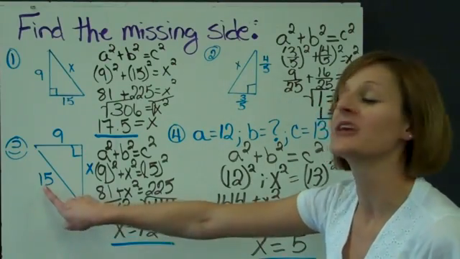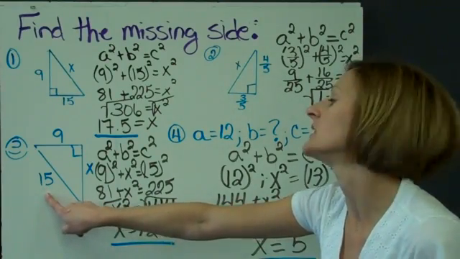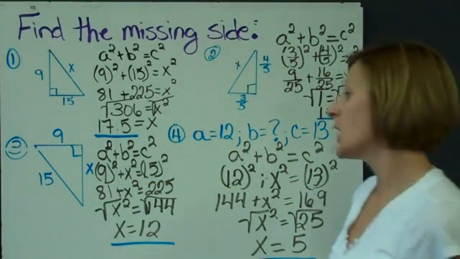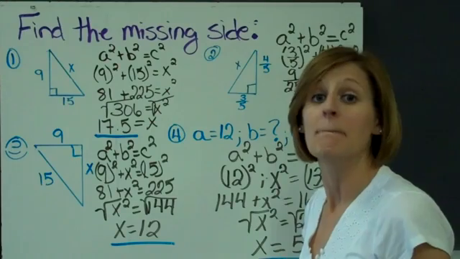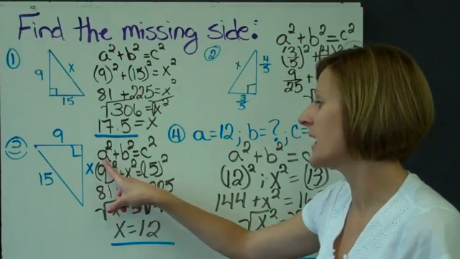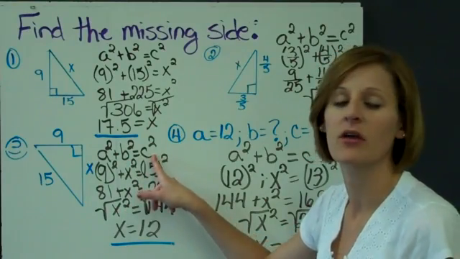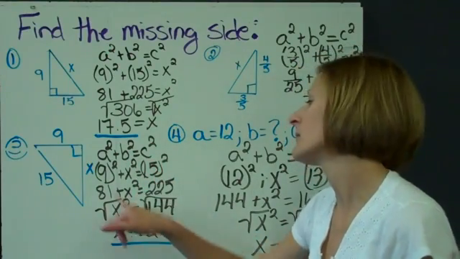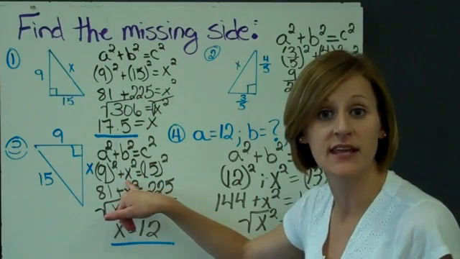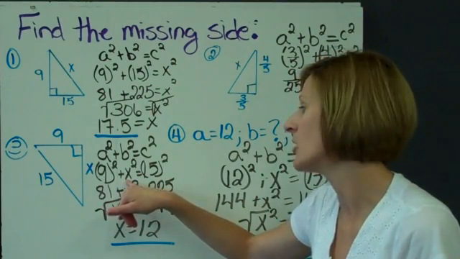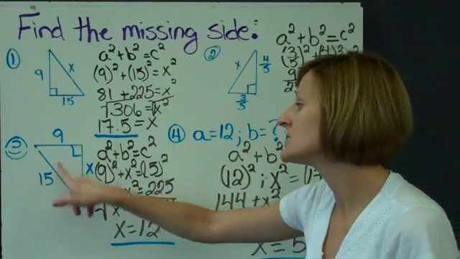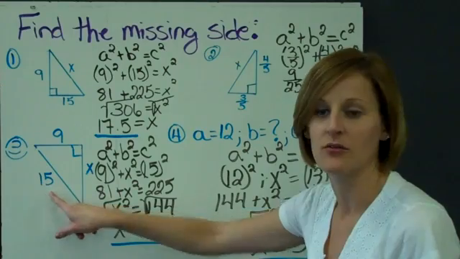Now, number 3, we are given our hypotenuse of 15 and one leg of 9. It needs us to solve for the other leg. The other leg can be either a or b, but it can't be c because that's our hypotenuse. So I use my formula, a squared plus b squared equals c squared. This time we know one leg. I'm going to put that in for a: 9 squared, plus x, because that's our second side that we need to solve for, equals 15 squared. This 15 is our hypotenuse, since it is opposite the right angle.